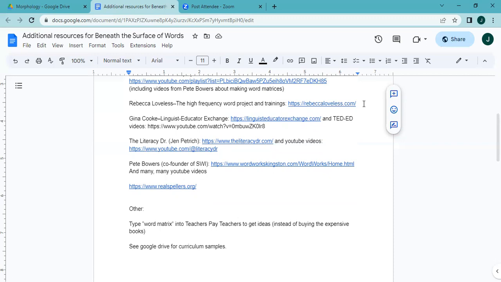Gina Cook from LEX. She has a lot of information on there. She also has things you can purchase for working with morphology. And then she has some TED-Ed videos explaining the structure of words. The Literacy Doctor, I think there are a couple of educators on there, but I had talked on the phone to Jen Petrich, and she has a background in neuroscience. So she really has a good grasp of this, and that's at theliteracydoctor.com.